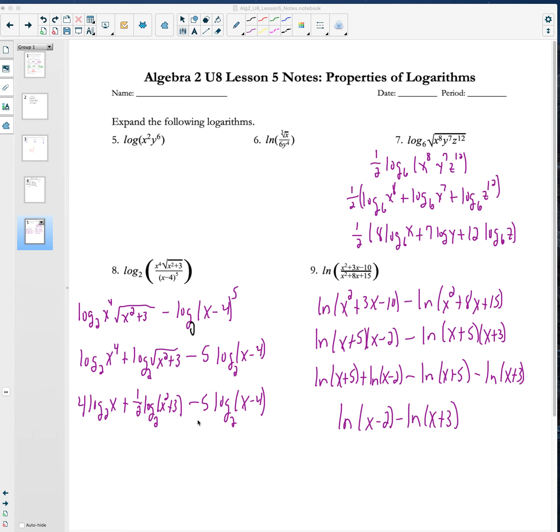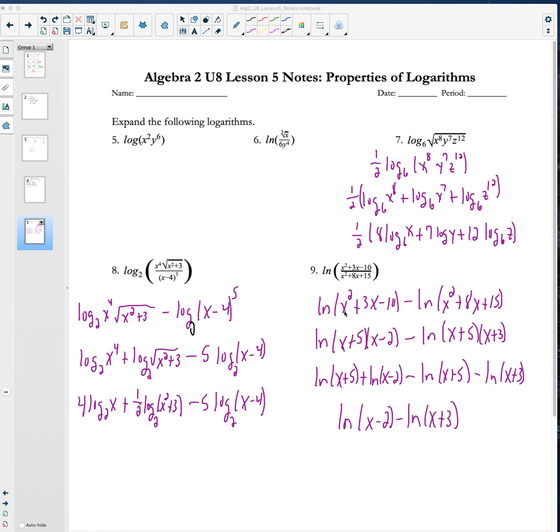All right, now, number 9 was a little bit tricky. So my guess is most of you did natural log of x squared plus 3x minus 10 minus the natural log of x squared plus 8x plus 15 by applying our quotient property. But you've got to factor this, because if I factor this, I create a product.